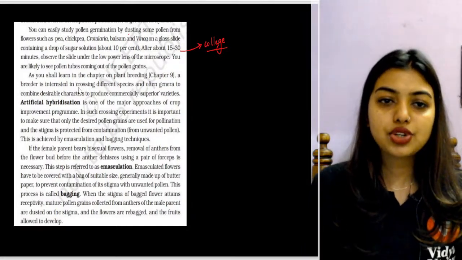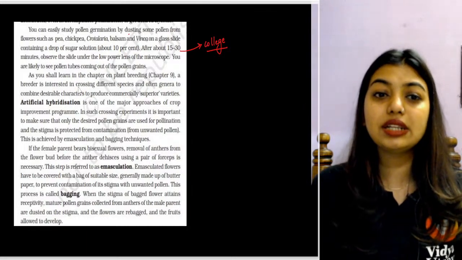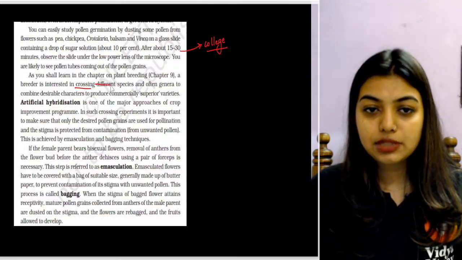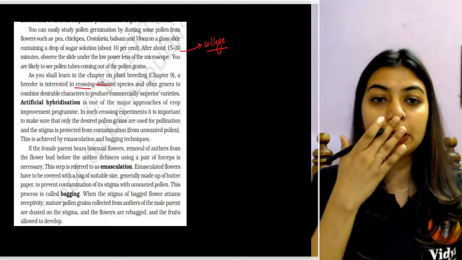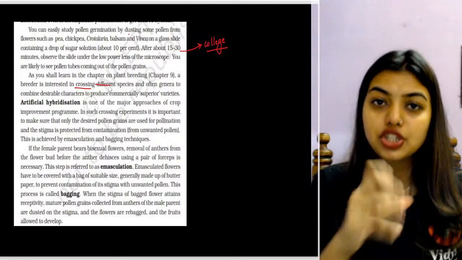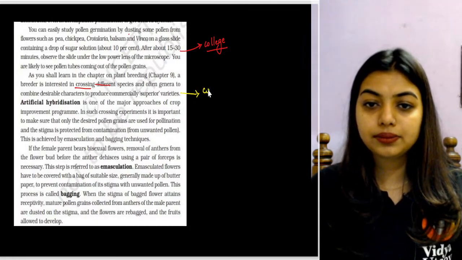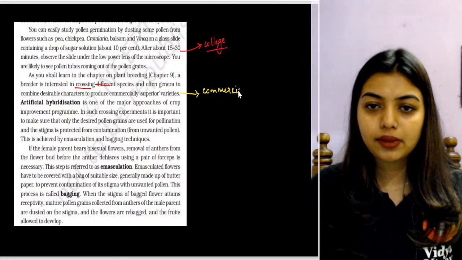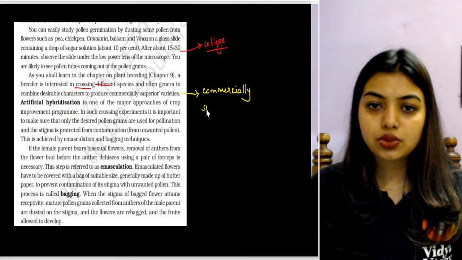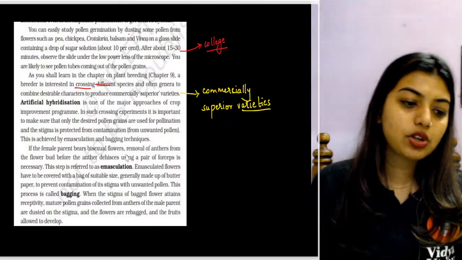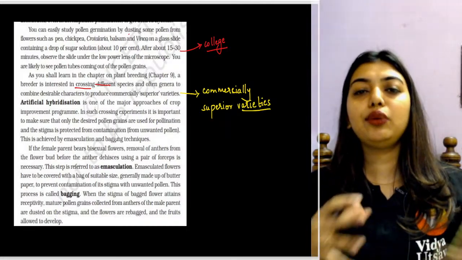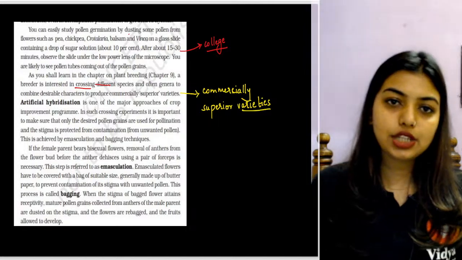Okay, now as you shall learn in the chapter on plant breeding, a breeder is interested in crossing different species and often genera to combine desirable characters to produce commercially, very important word, commercially superior varieties. That means what, students? That is, if I want to make a combination, let's say, today biotechnology I'm teaching.